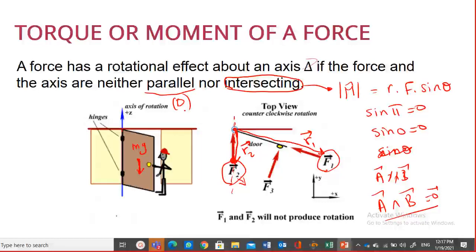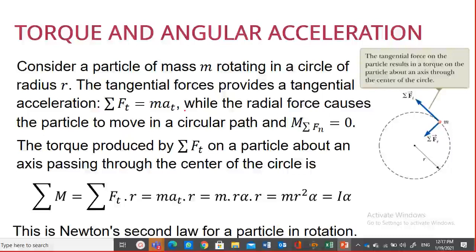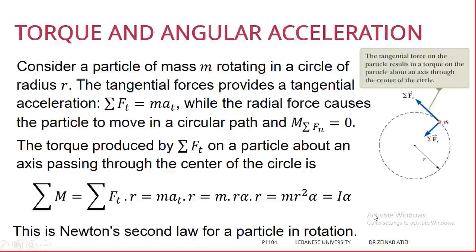Okay, I will start now. This is a revision of what I explained last time. I will now talk about the relation between the torque or moment and the angular acceleration, which is alpha. Let's consider a particle of mass m moving in a circle of radius r. Of course, this particle m is subjected to forces. These forces can be divided into two components, tangential and normal or radial.